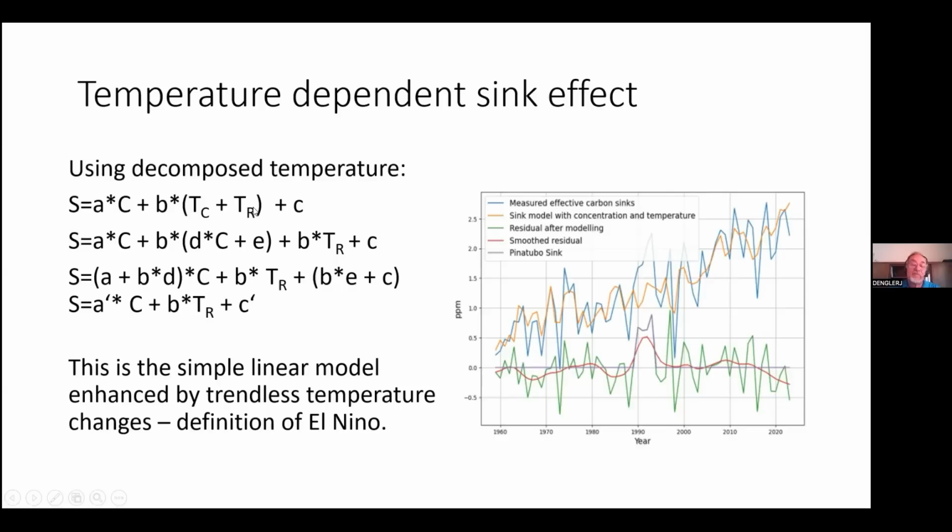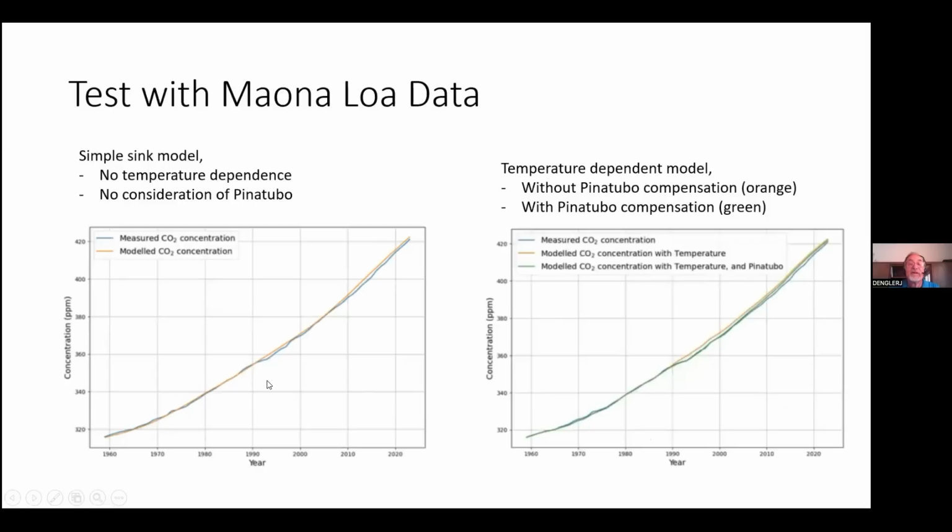And you see, this explains why we do not find any temperature dependence in the simple linear model. And the trendless temperature changes, that's exactly the definition of El Niño. And if we extend the model like this, we can now compare the results.